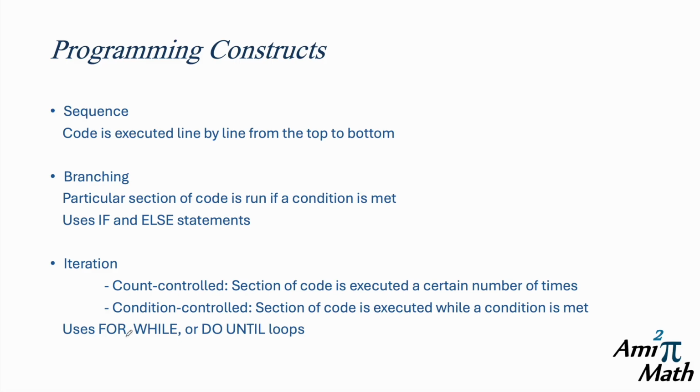For, well, we can say that would be count controlled, as you can do, for example, 0 to 10, right? That's count controlled. And then for condition controlled, you can use while or do until, because obviously with while, for example, a section of code is executed while a condition is met, and if that condition is not met, then that section of code won't run.